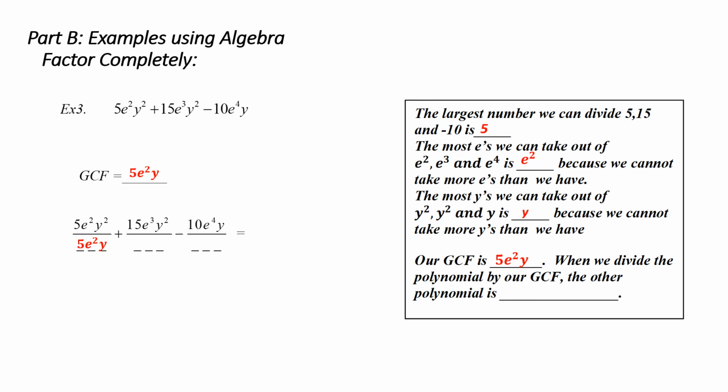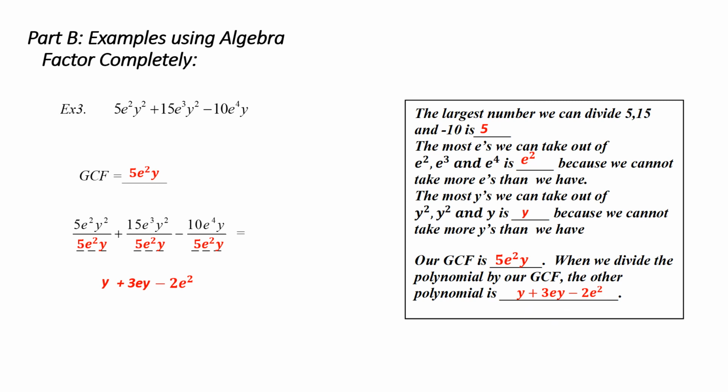5 divided by 5 is 1. e squared divided by e squared is 1. y squared divided by y is y. 15 divided by 5 is 3. e cubed divided by e squared, I subtract my exponents to give me e. y squared divided by y, I subtract my exponents to give me y. And finally, -10 divided by 5 is -2. e to the 4th divided by e squared is e squared. And finally, y divided by y is 1, which we don't need to put down.